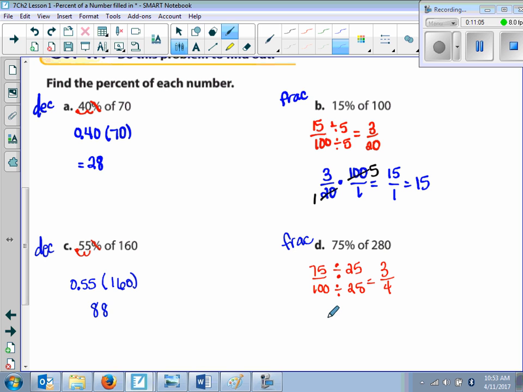So we're going to take that 3/4 and multiply that times 280. And I'll just go ahead and put this over 1 just to make that nice for you. And now we can simplify before we multiply. So 4 divided by 4 is 1, and 280 divided by 4 is 70. So when we multiply straight across, 3 times 70 is 210, and of course 1 times 1 is 1. So our final answer is 210. So we know that 75% of 280 is 210.